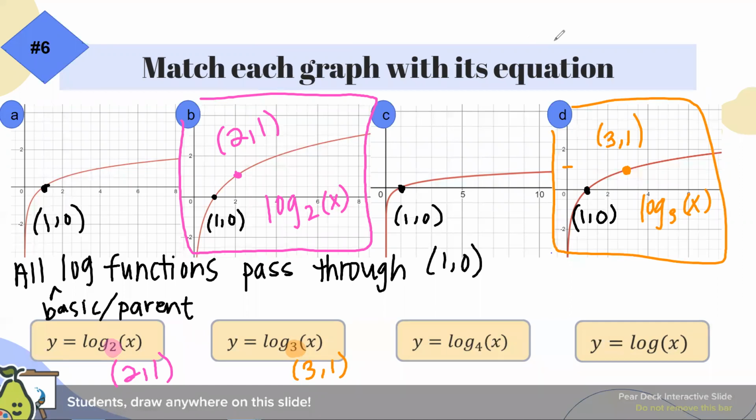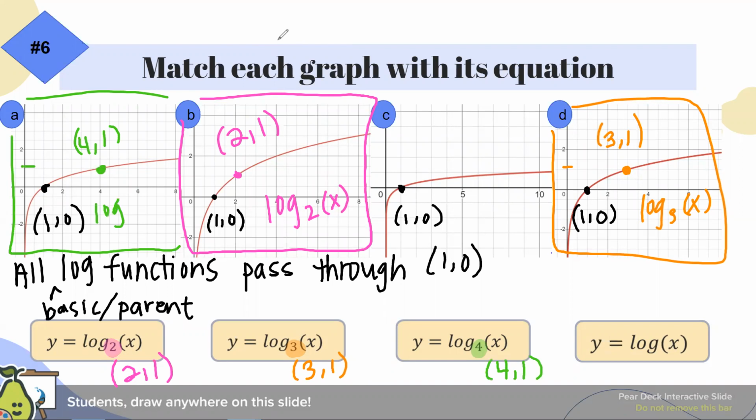The same pattern holds true for log base 4. 4 to the first power is always going to be 4. So that means I have (4, 1) as a point on my graph. And luckily, (4, 1) is right here on graph A. So graph A is going to be log base 4 of x.